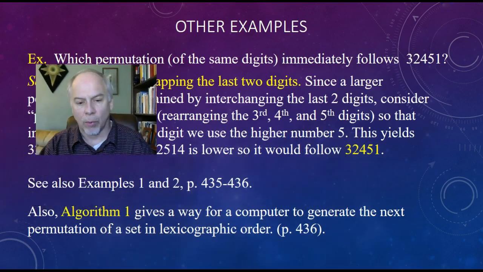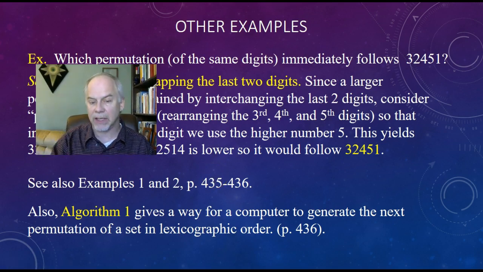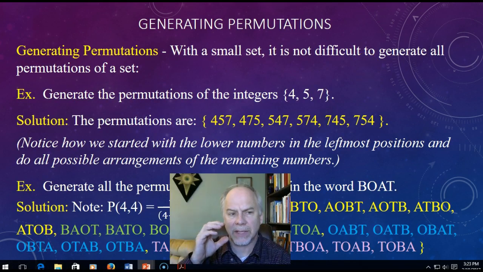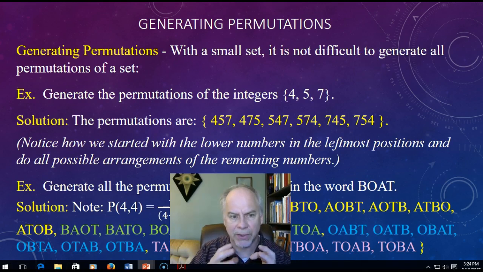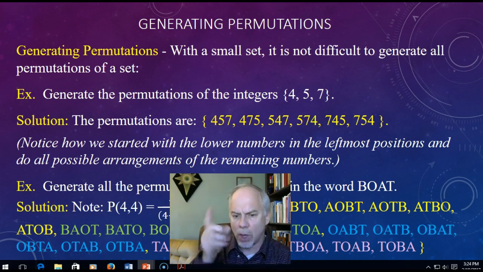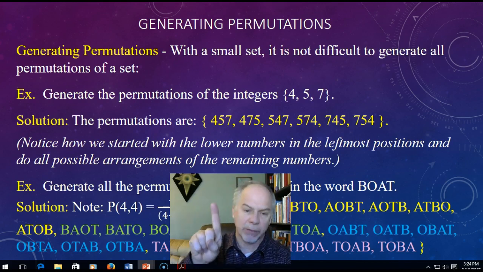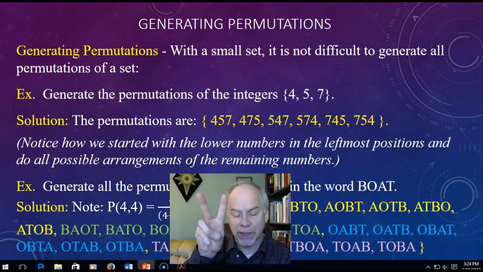All right, algorithm 1 gives a way for a computer to generate the next permutation of a set in lexicographic order. So now let's look at generating permutations. So how do you generate all the possible permutations for a particular set? Now with a small set, it's not difficult to generate all the permutations of a set. Now if you just have one object in the set, then of course there's only one arrangement of that. If you have two objects in the set, there's two arrangements, because you could have the first one first and then the second one, or vice versa.